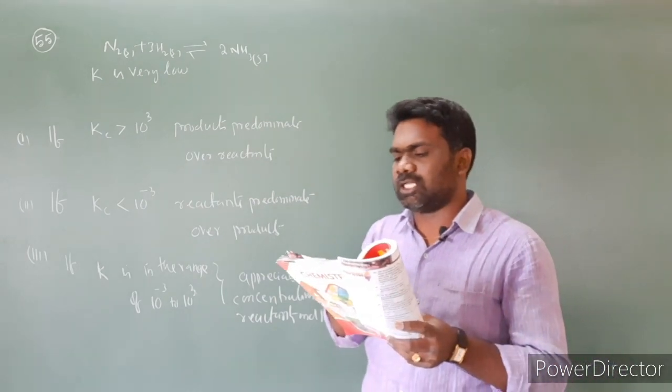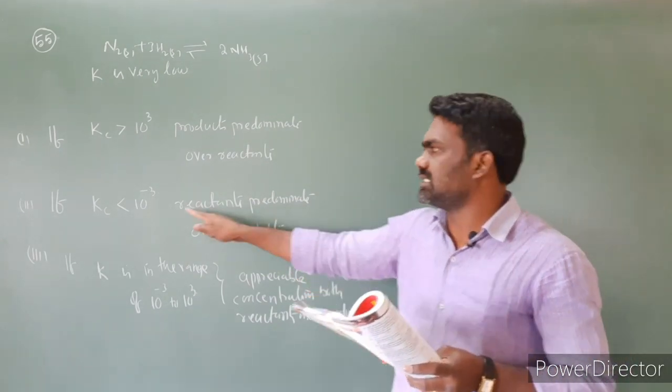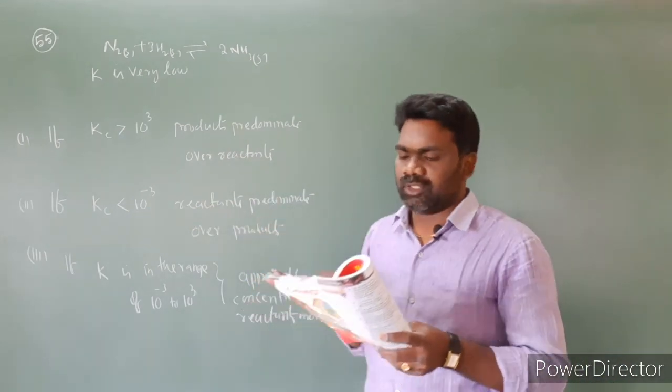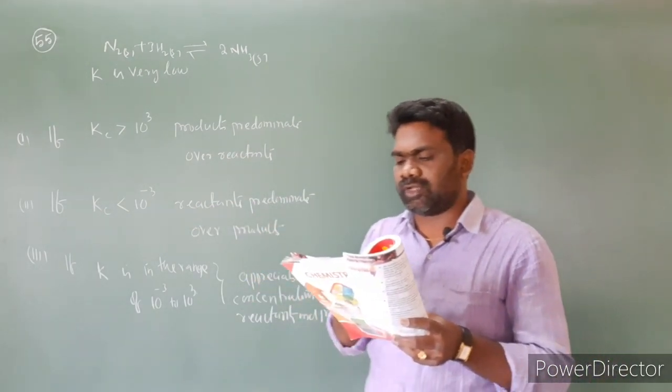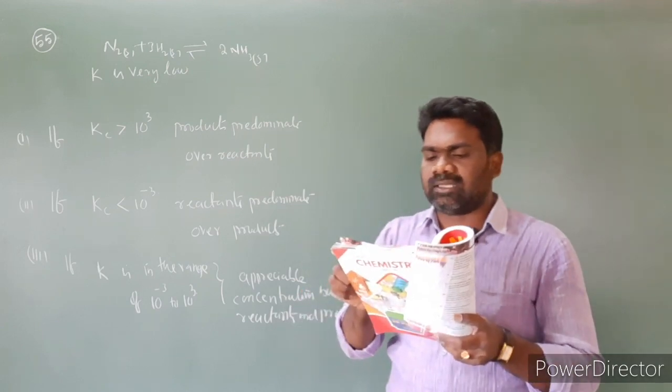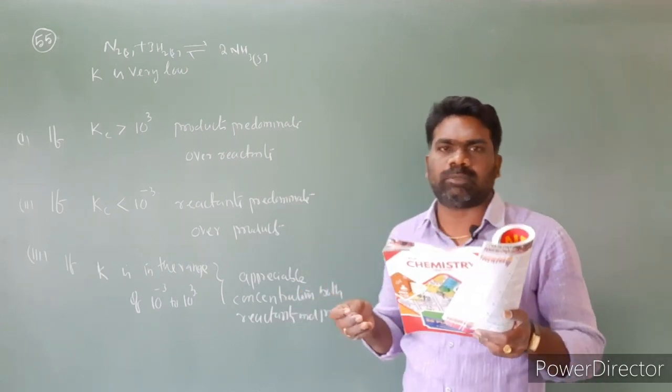And fourth option, NH3 is low. This is the wrong option. So Kc is less than 10 power minus 3, reactant concentration is more. So question number 55, third option is correct. NH3 is very low.